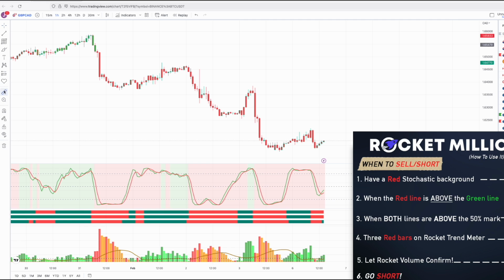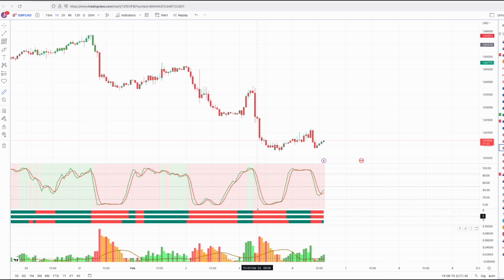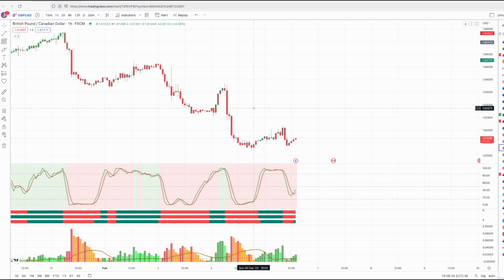And then look again over here. Let's calculate this move. So real quick, red line over the green. Oh, sorry. Whoops. Forgot the first rule. Red stochastic, obviously. Now, red line over the green line, above the 50%, 3 red bars, and then the rocket volume piercing through. So that would have been another win here as well. Look at that. That would have been a 127 pip move. This thing is insanely accurate.